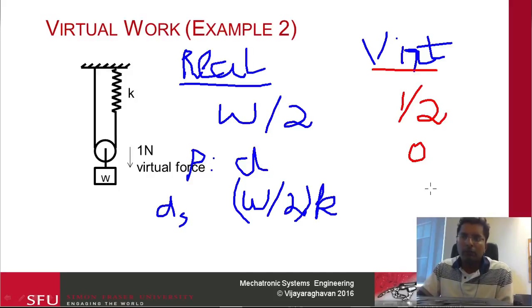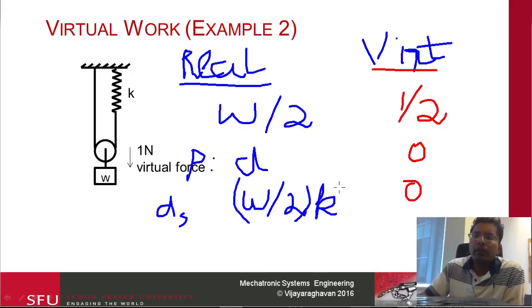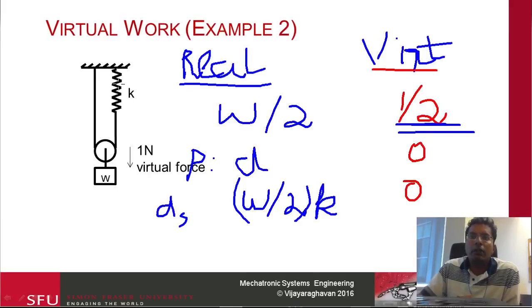We basically assume that the spring doesn't deform because of the virtual force. There is no additional deformation because of the virtual force. So what we actually do is we multiply this value over here, which is the virtual force inside the spring, and then we multiply it by the real deflection. So this would basically give us the internal virtual work.